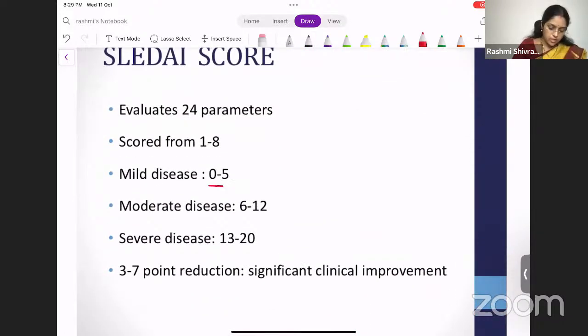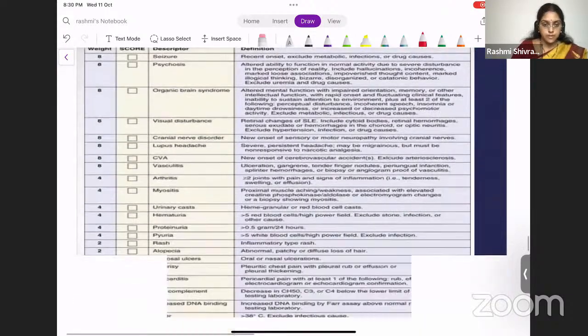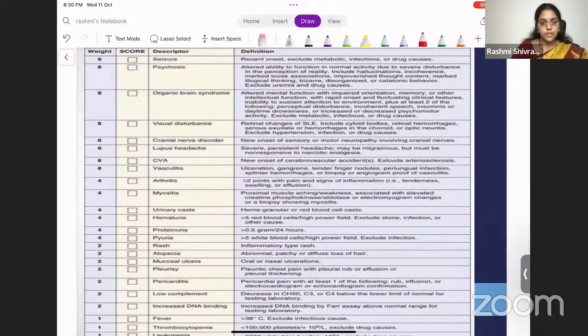So mild disease is 0 to 5, moderate disease 6 to 12, severe disease 13 to 20. If there is a 3 to 7 point reduction, that means there is a significant clinical improvement. So this is the SLEDAI score for you to look at. All the manifestations will be there and there are points allotted for this. You can see here, these are all the points.